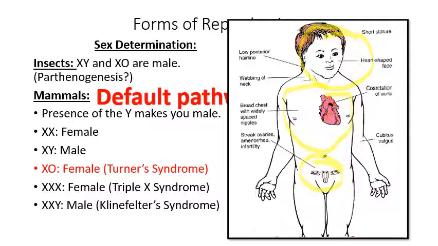And one of the most obvious characteristics is the presence of a webbed neck. The neck, instead of going straight down, kind of goes like this. Right? You can see the webbing of the neck.